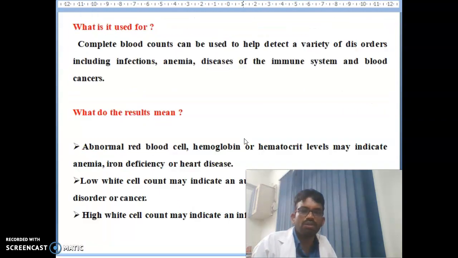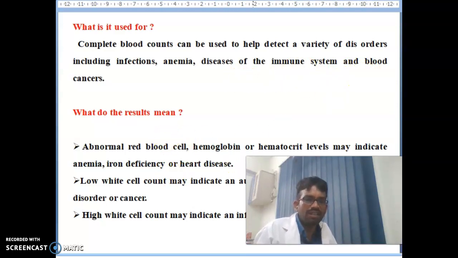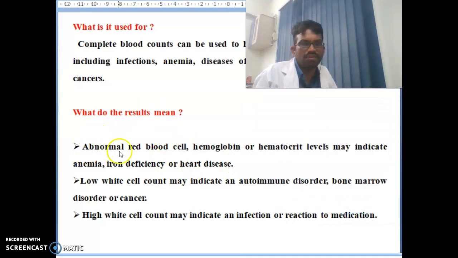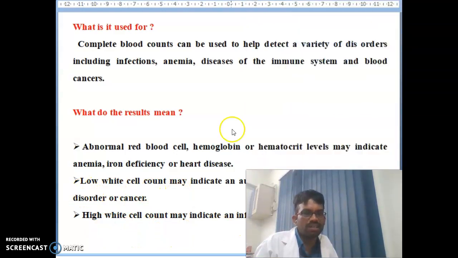Next we'll talk about what the use of this one is. From the CBC, the complete blood picture or complete blood count, you can find out how much infection is in our body, about our immunity system, and pneumonia diseases, or blood cancer, like that. What result will you find out? You can find abnormal red blood cells and hemoglobin, what the immune cell levels indicate, pneumonia or something, or low white cells or high white blood cells, and what infections or medications you can find out from here.